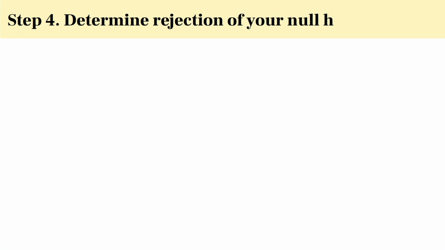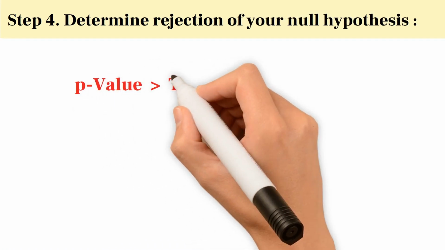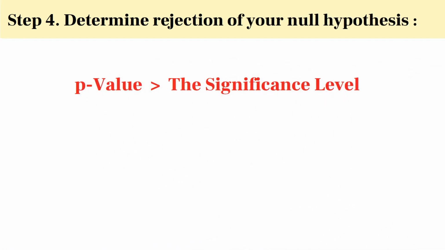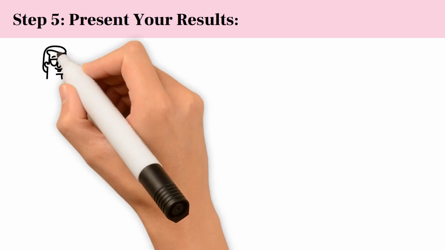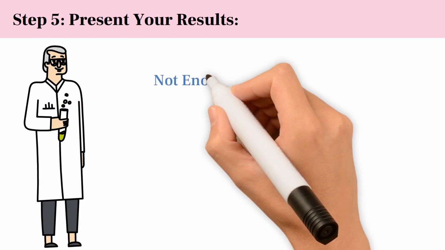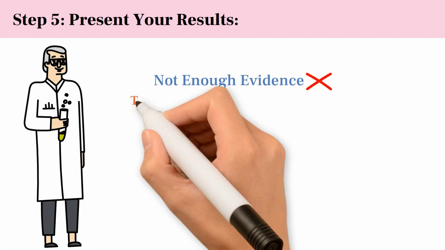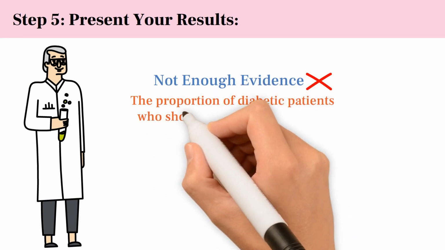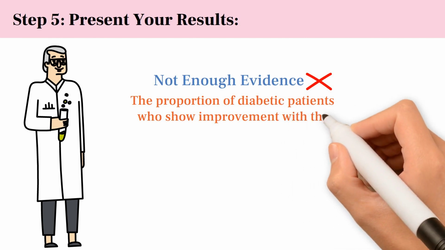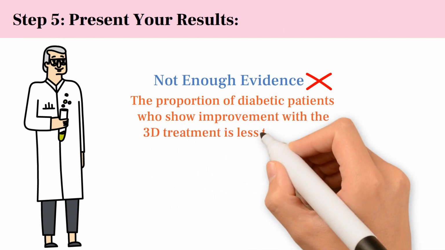Step 4. Determine rejection of your null hypothesis. Since the p-value is greater than the significance level, we fail to reject the null hypothesis. Step 5. Present your results. The doctor can conclude that there is not enough evidence to suggest that the proportion of diabetic patients who show improvement with the 3D treatment is less than 90%.